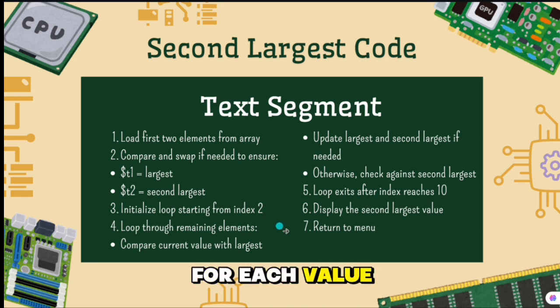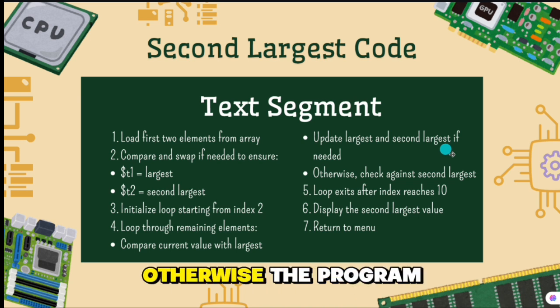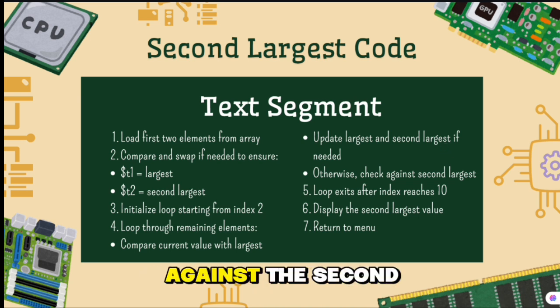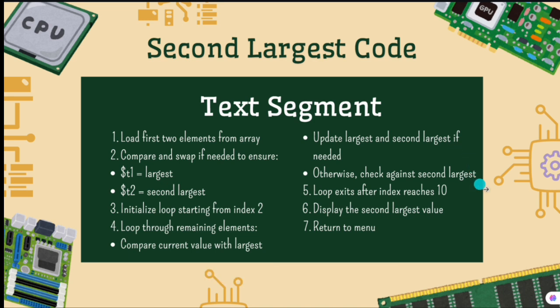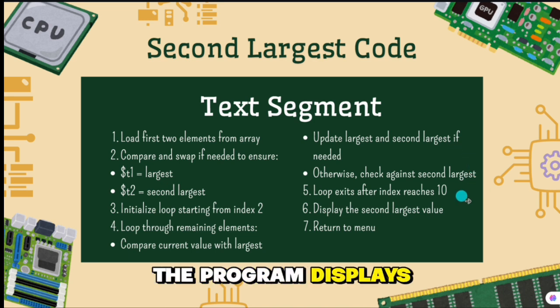For each value, it is first compared with the largest value. If the current value is larger, the program updates both the largest and the second largest values. Otherwise, the program checks the value against the second largest. The loop stops when the index is 10, which means all elements have been checked. Finally, the program displays the second largest value and then returns to the menu.